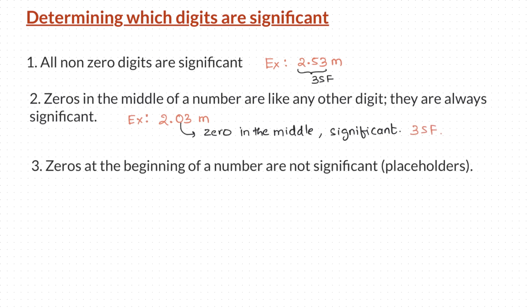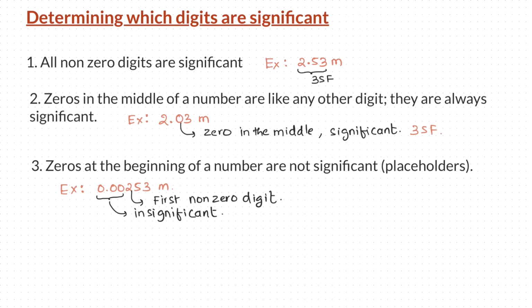Rule number 3. Zeros at the beginning of a number are not significant. That is, they just act as a placeholder. For example, we have a measurement 0.00253 meters. The first non-zero digit in this measurement is the number 2. All the zeros before the first non-zero digit are insignificant. Therefore, the total number of significant figures is 3.